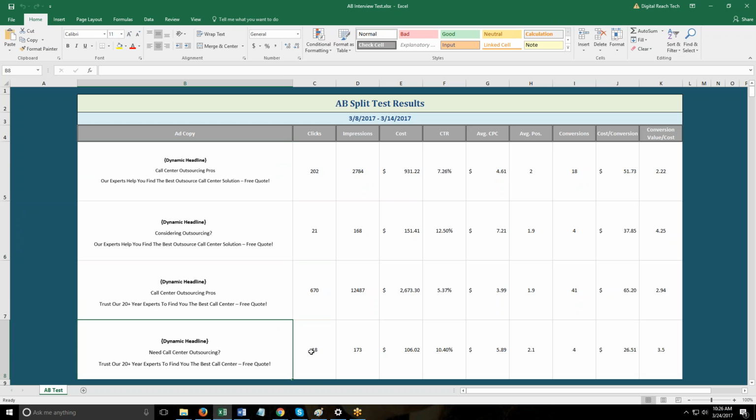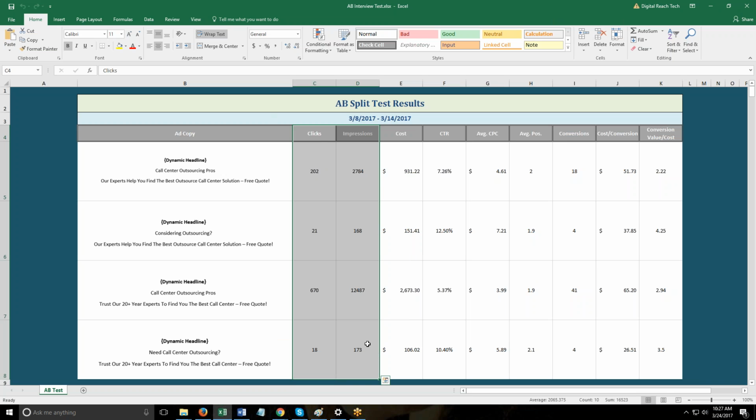Ad B and ad D have barely any clicks at all. Now, granted, these have only been running a week, so if we let these run for longer, we'll get more data. But 21 clicks or 18 clicks, that's just not statistically significant for me. So I'm not even looking at any of these other variables, just looking at clicks and impressions.